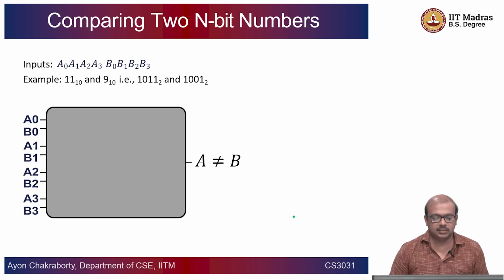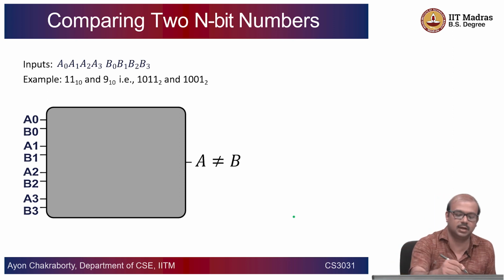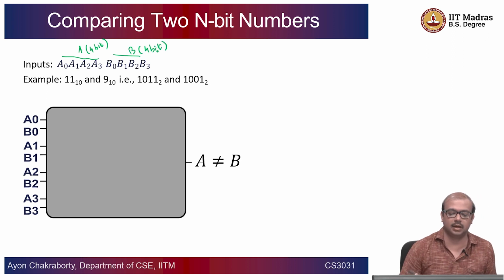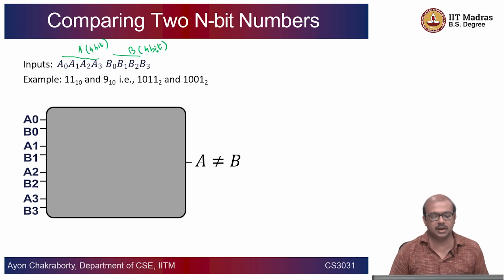So, this is one example. Here I have taken 3 or 4 bits. This is A, which is a 4 bit number, and the same for B, B is also going to be a 4 bit number, and let us say 11 and 9. 11 in decimal is represented by 1011 in binary, whereas 9 is 1001.